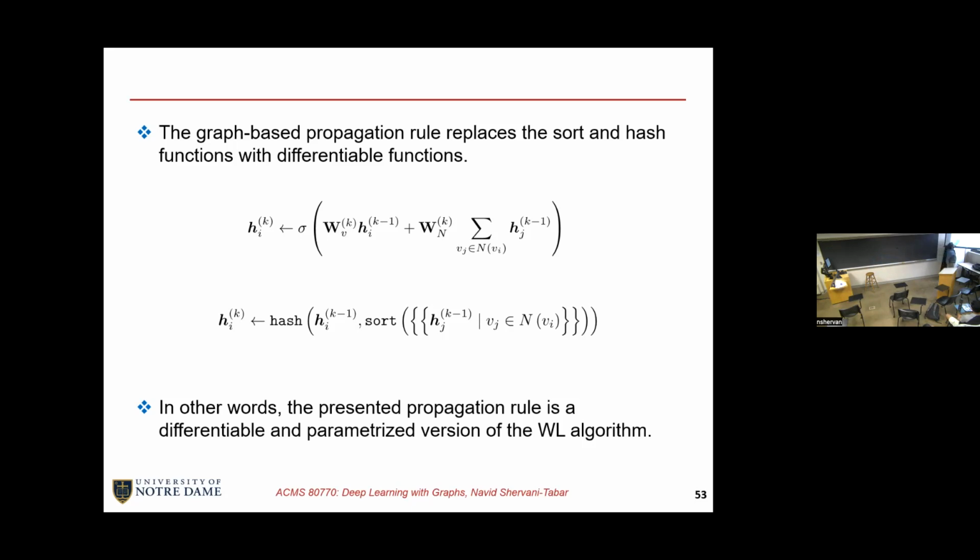Because you see, we now have two sets of parameters. Apart from this being differentiable, the original algorithm didn't have any parameters, right? It was just aggregating the neighbors and sorting them, and these embeddings were essentially labels, and we were relabeling by hashing. Now, apart from being differentiable, we also have two sets of parameters that we are learning, right? So it is both a differentiable and parameterized version of this.